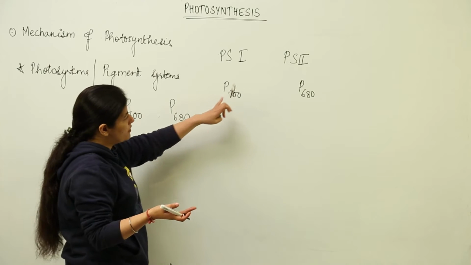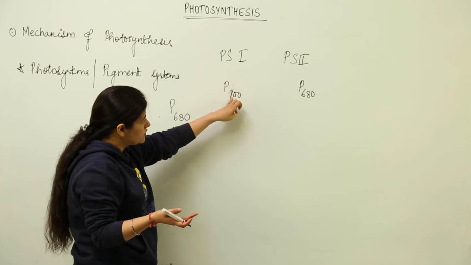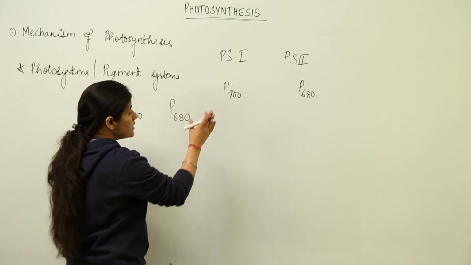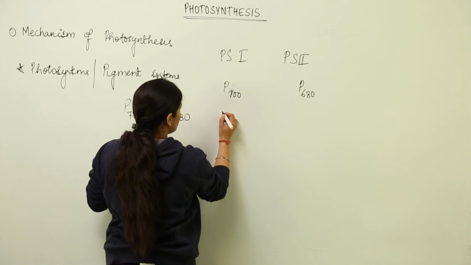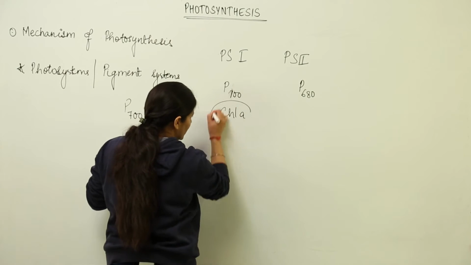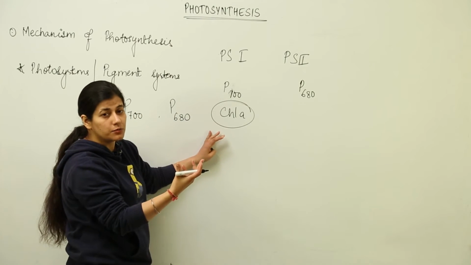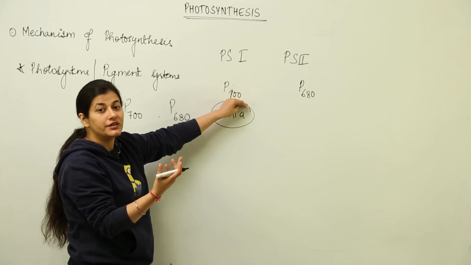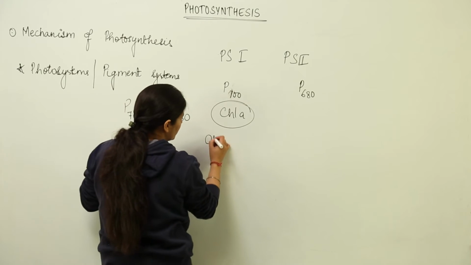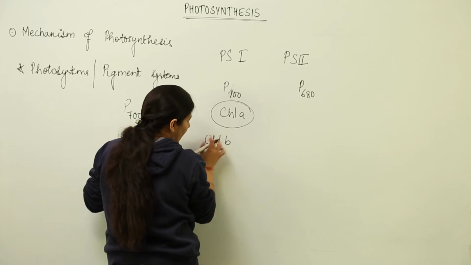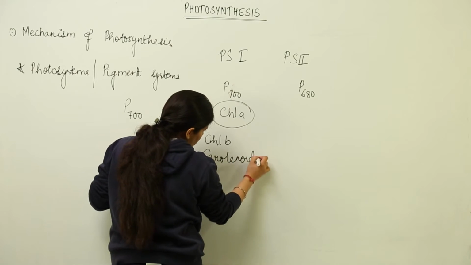Now what you have to remember when we talk about the photosynthetic units and the photosystems is that P700 has more of chlorophyll A. They have a lot of chlorophyll A, and that chlorophyll A particularly corresponds to the wavelength of 700 nanometer. It has many chlorophyll A pigments, the number of chlorophyll B pigments is lesser, and even fewer carotenoids are present in this photosystem.